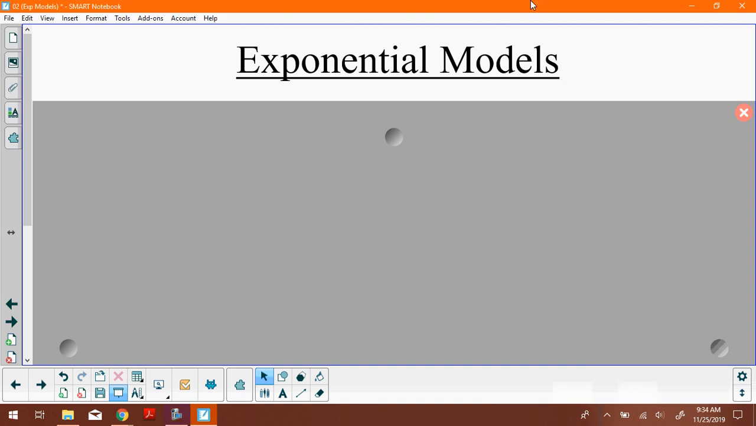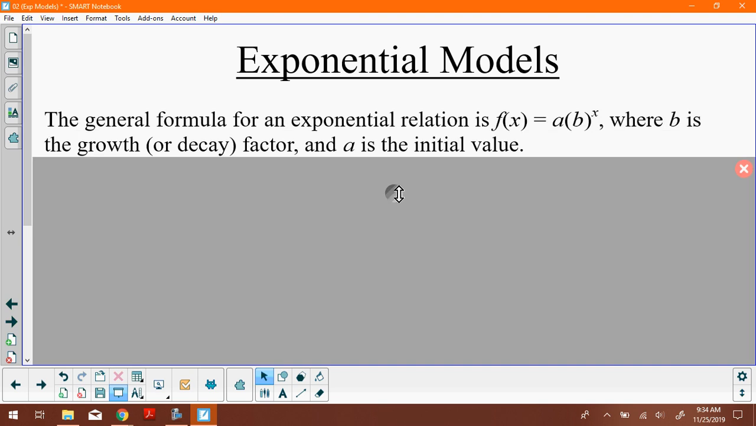Good afternoon, everyone. Today's note is going to be about exponential models. This ties in to what we were talking about a little bit on Friday. We did the basic model, which is b to the x, and right at the end, we talked about a model where you have a different initial value. So that's the starting point for this lesson.